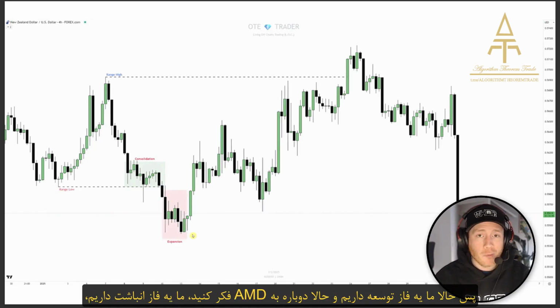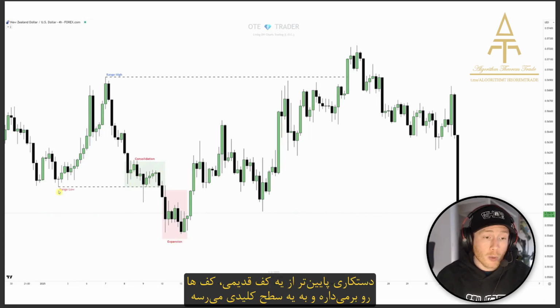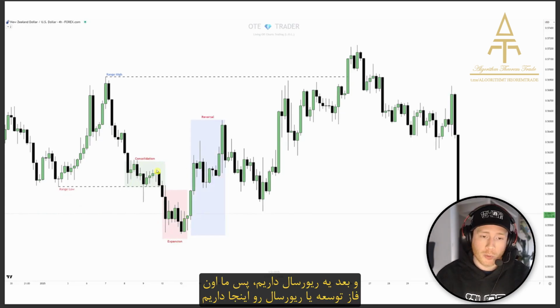And now think about the AMD again. We have an accumulation phase, manipulation lower below an old low, taking out the lows, hitting a key level, and then we have a reversal. So we have that expansion or reversal phase over here.